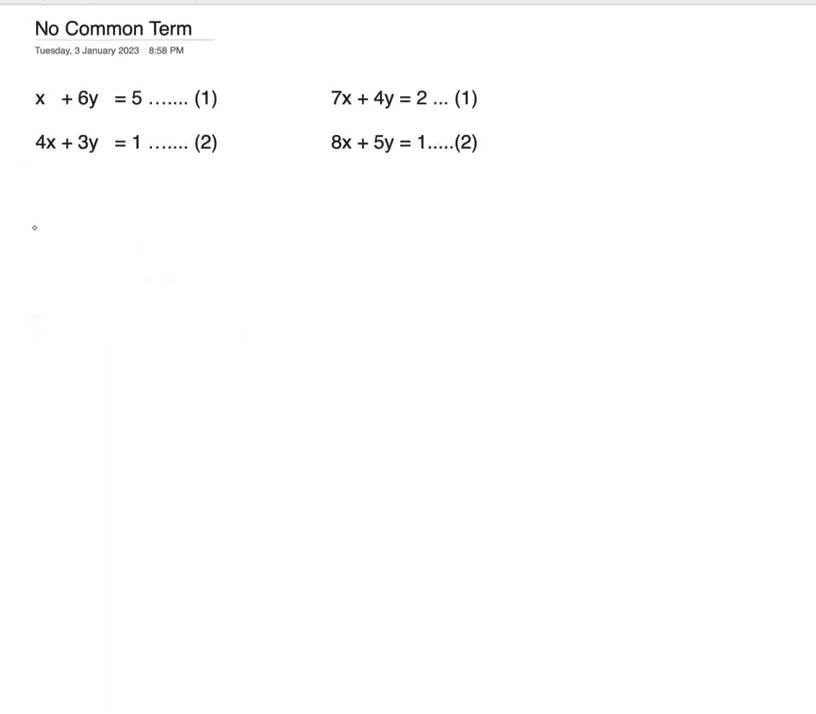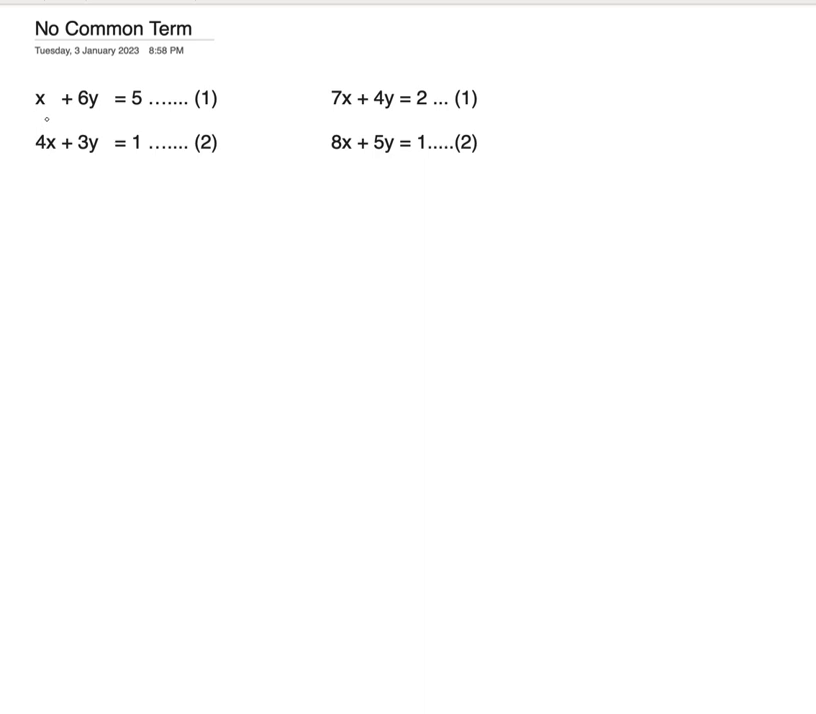In the next example, we do not have a common term. So in the first case here, we have x plus 6y equals 5, and in the second equation is 4x plus 3y equals 1. We examine the terms and see what we need to do to make a common term. Now, we could multiply throughout by 4 for the first equation so that we will have a 4x and that will be a common term.